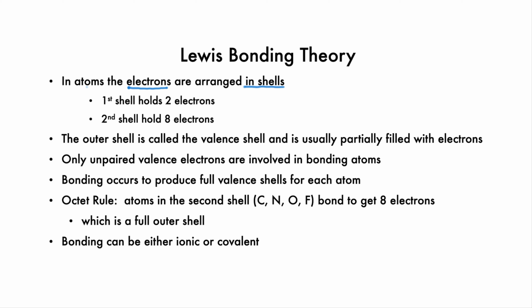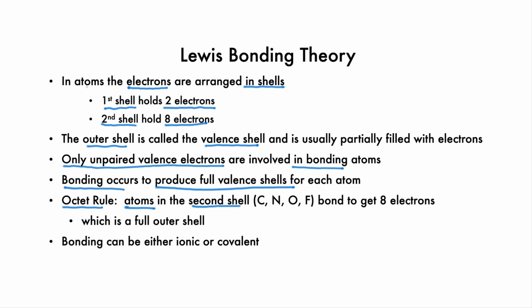In atoms, the electrons are arranged in shells. The first shell holds 2 electrons. The second shell holds up to 8 electrons. The outer shell is called the valence shell and is usually partially filled with electrons. When atoms bond, they only use unpaired valence electrons. Bonding occurs to give each atom a full valence shell. The octet rule says atoms in the second row, carbon, nitrogen, oxygen, and fluorine, bond to get 8 electrons. Bonding can be either ionic or covalent.